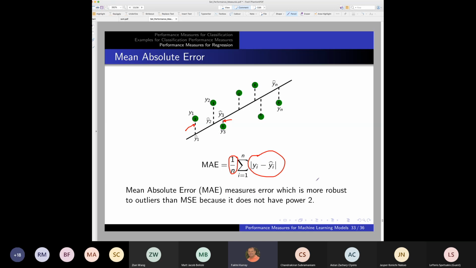The mean absolute error measure is more robust to outliers than mean squared error, because it doesn't have the power 2. What we mean by outlier is when values are far away from the curve. This error is going to showcase that particular value. If it is very, very far away, then it shows that it's going to have a big weight in that representation. That's why we call it more robust.